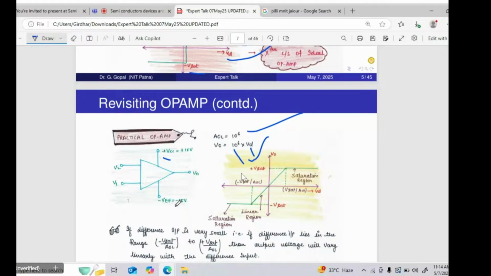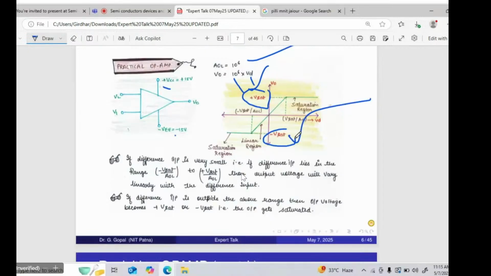So when you have to calculate the input voltage, it is nothing but output voltage divided by gain. So your input signal ranges from minus Vsat divided by the open loop voltage gain to plus Vsat divided by the open loop voltage gain. And what is the range of output voltage? Minus Vsat to plus Vsat.